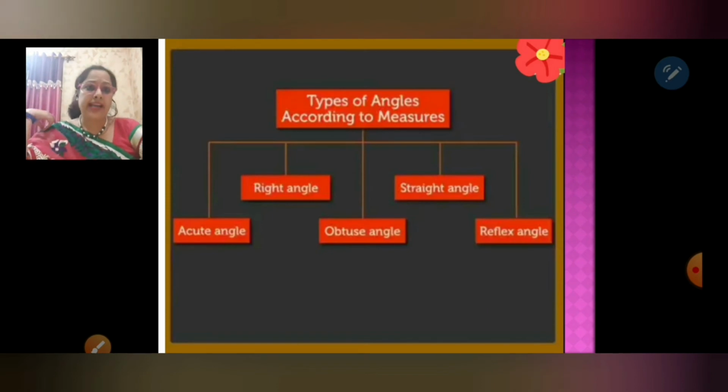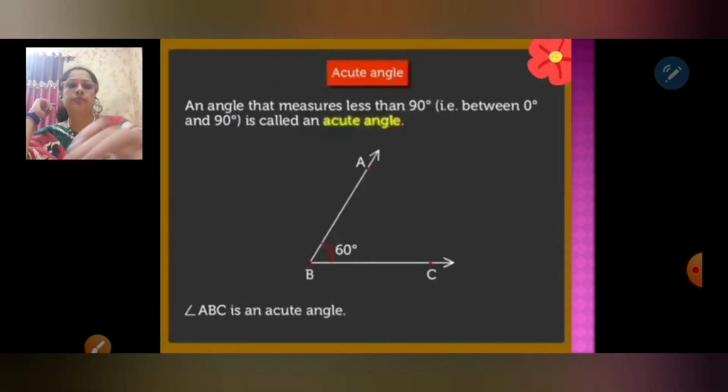So the types of angles according to measure which we will be discussing are acute angle, right angle, obtuse angle, straight angle and reflex angle. So let's, children, learn more about these angles.